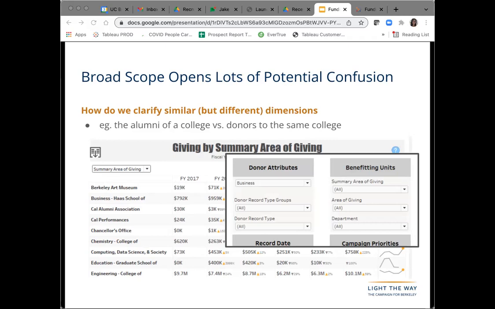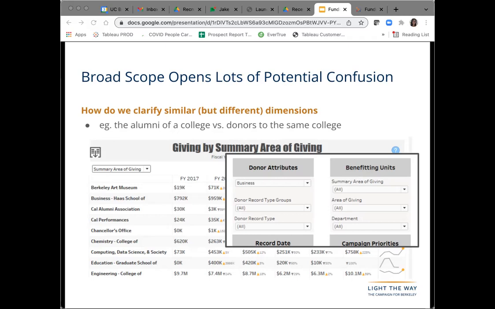So let's say you change this donor attributes and you set it here to business. But if you set it to business, it could still show lots of units in this list, because a business alum could give, they don't have to give to the business, right? Like they graduated, they got a job at Google. Now they love going to the art museum. So they're going to continue giving to Berkeley Art Museum.